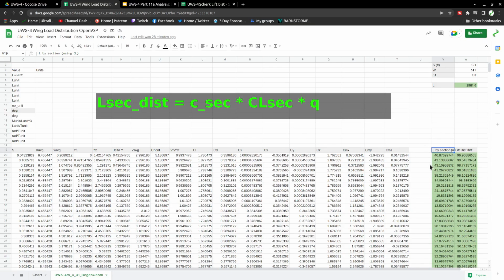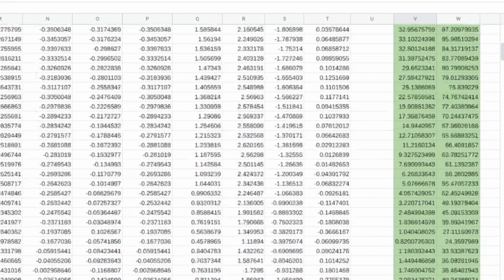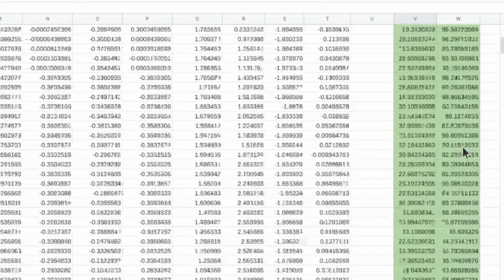But what we really want is the lift distribution in pounds per foot along the span. So basically, we do exactly the same thing, except we don't use the y1, y2. We use the lift equation, but instead of using our surface area, which would be y1 minus y2 times the chord, we just leave out the y1 and y2 and only use the chord. And that then gives us pounds per foot instead of pounds. So that's going to be this column right here.